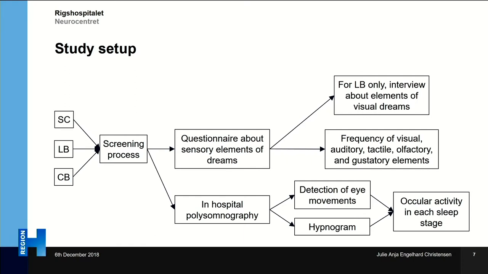Also for these participants, we did an in-hospital polysomnography. We detected the eye movements automatically, and we also did a manual scoring of the hypnograms. And based on these, we could measure their ocular activity in each of the sleep stages.